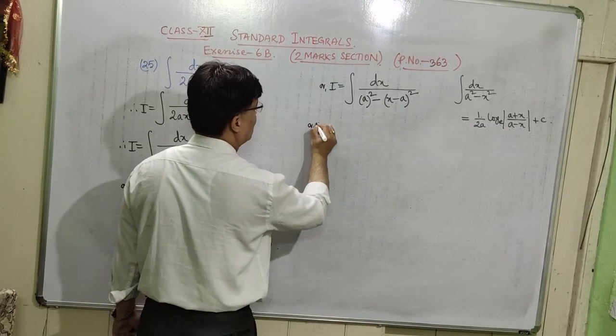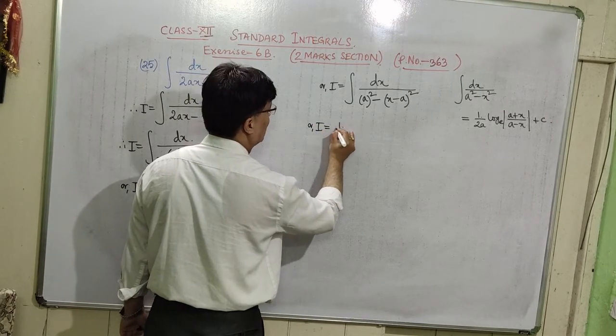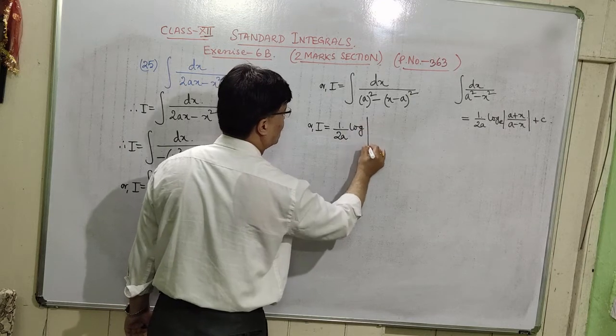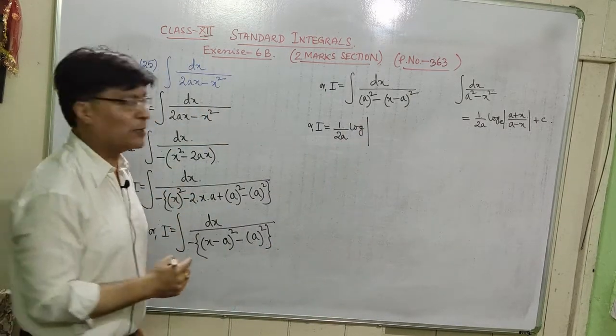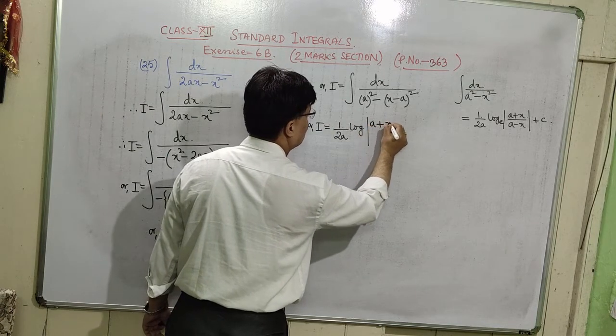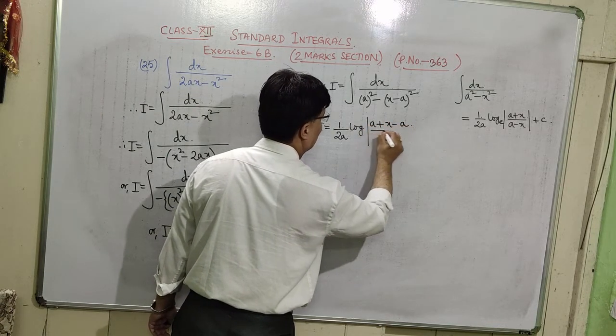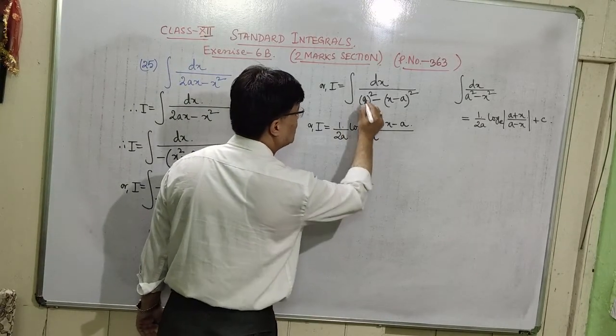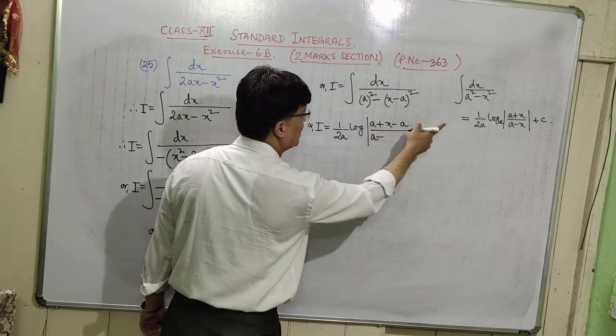So or I is equal to, what is the formula? 1 upon 2 into a log within mod. What is a plus x? Here a is a plus what is x? X minus a divided by, in the denominator, what is a minus x? A is a only, minus what is x?